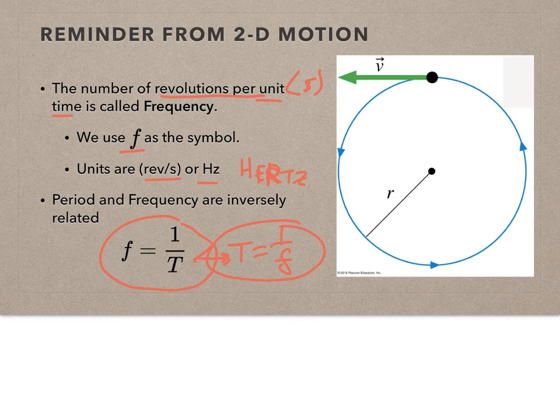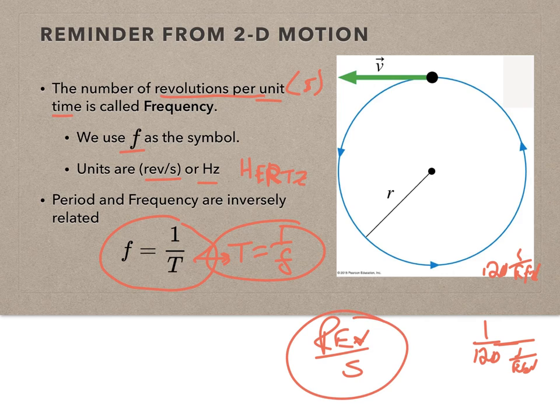We can think about this in terms of the number of laps. Let's say it's a race and it takes you 2 minutes, which is 120 seconds, to do a lap. How many laps do you do per second? You do 1/120th of a lap every second. The 120 is not revolutions per second, it is seconds per revolution. If I invert that, I end up with revolutions per second. So this is really what we do with frequency.